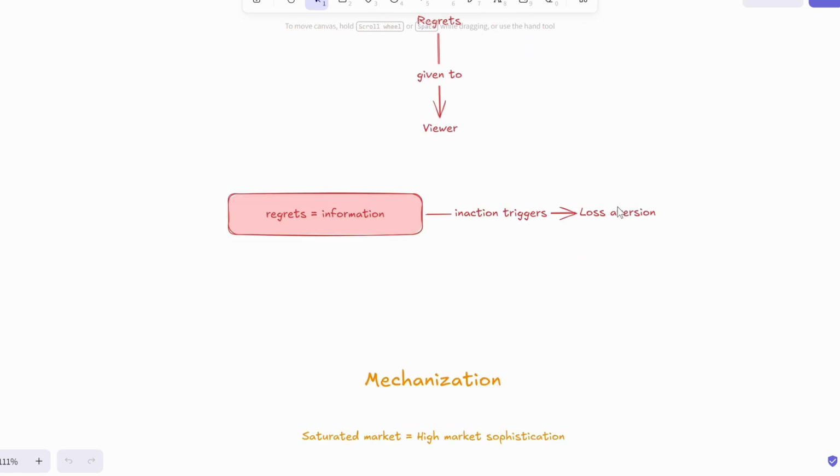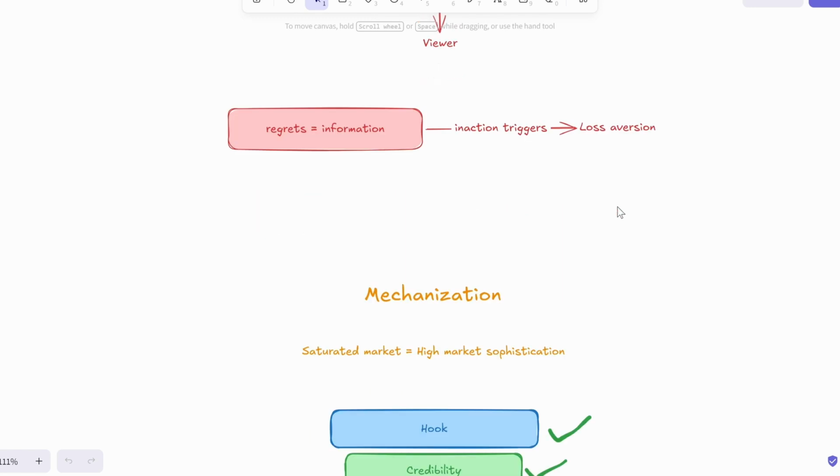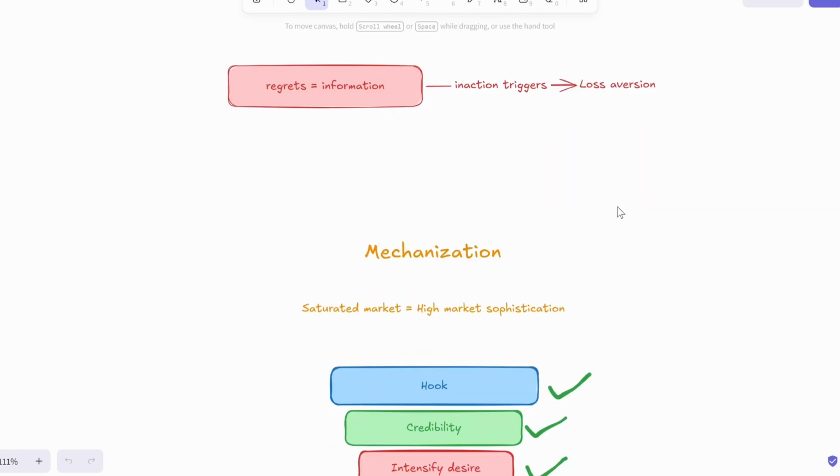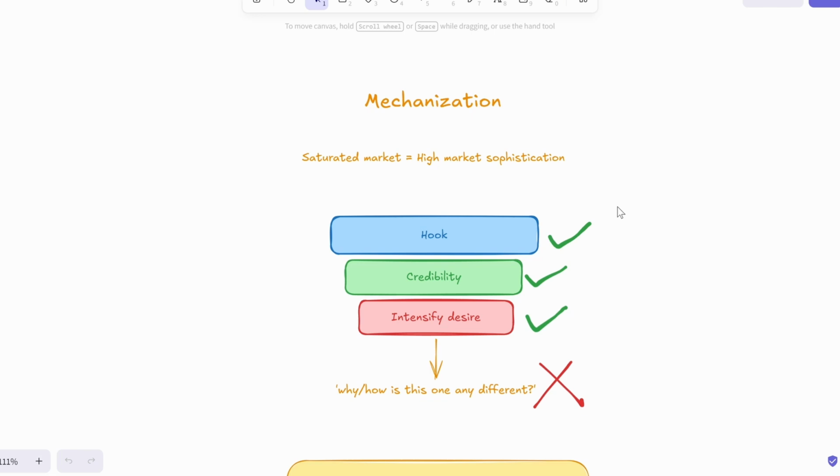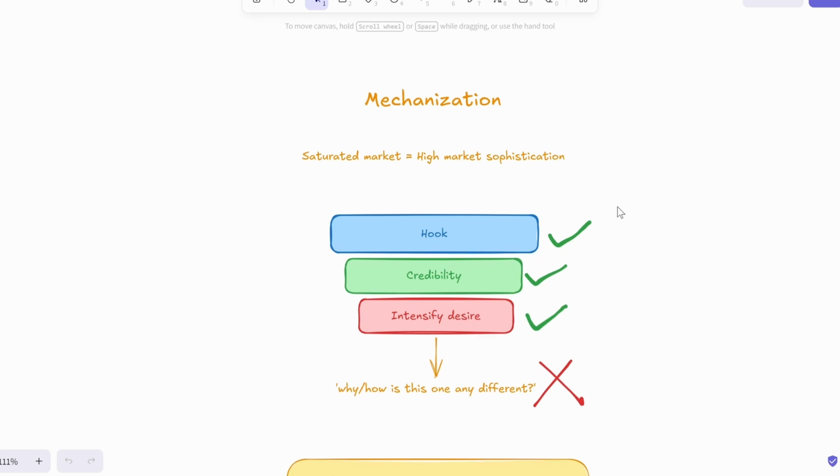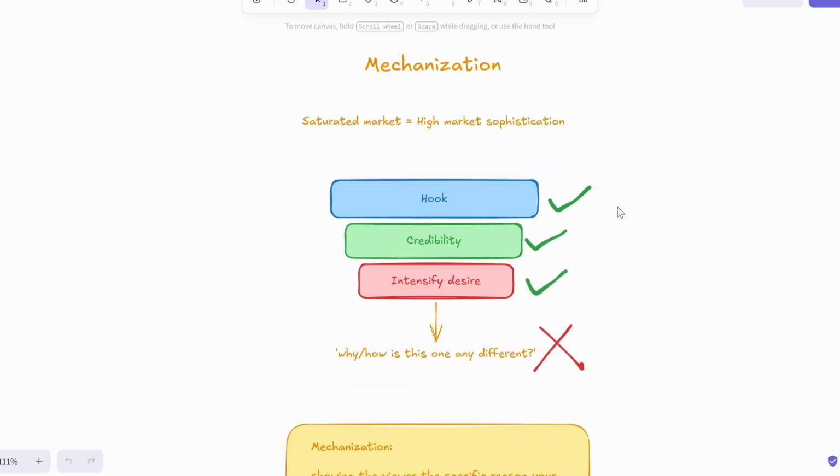This is the layer that separates the highest converting ads from everything else, and it's the one that I see being skipped most often. Here's the problem. Most e-commerce products exist in saturated markets. Your viewer has already tried 3 versions of your product. They've been promised the same result by 10 different brands. So even if your hook stops the scroll, your credibility lands, and your desire intensification is working, there's still a voice in the back of their head saying, why would this one be any different? And for that, mechanization is your answer to that question.